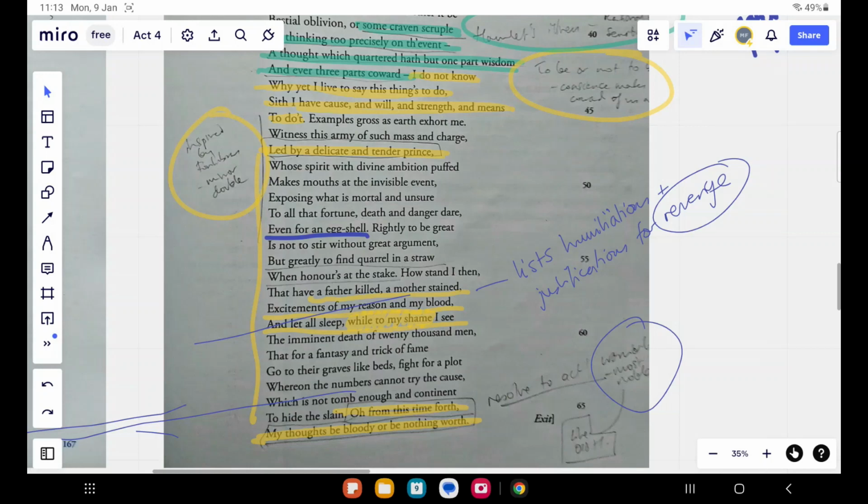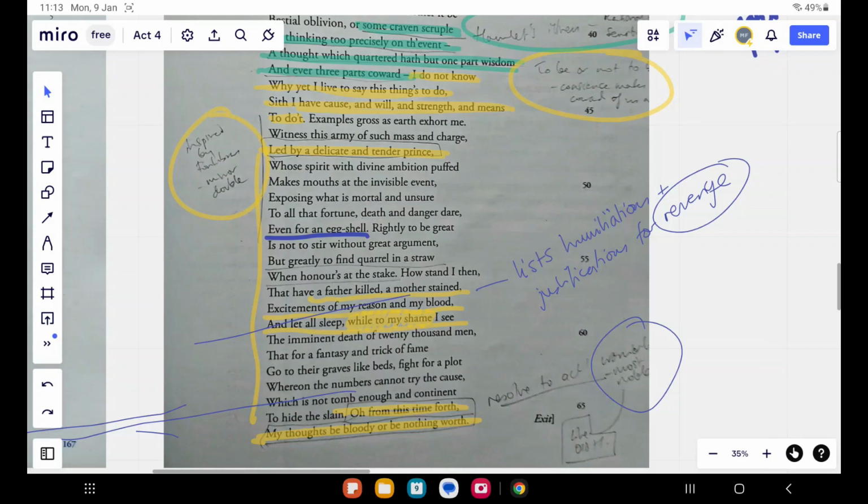Rightly to be great is not to stir without great argument, but greatly to find quarrel in a straw when honour's at the stake. So, I mean, Hamlet has all the reasons, all the arguments. He has great arguments, but it shouldn't require that. If your honour's at stake, as his is, he should be able to fight over a blade of straw, like Fortinbras is doing at present.